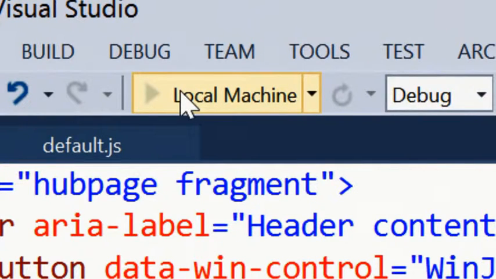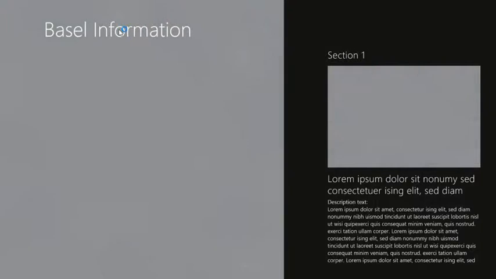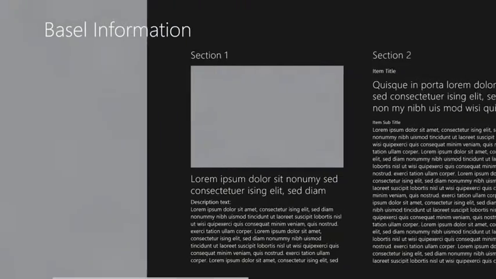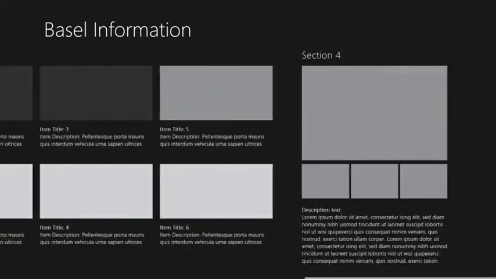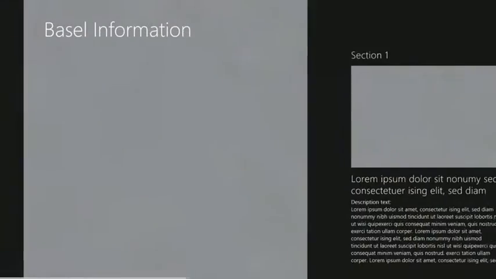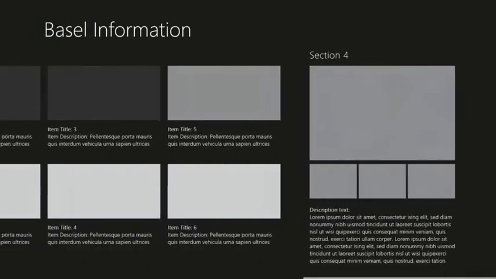What will happen is the hub app template, and the only modification I've made is that Bazel information is now above this beautiful gray color. Lovely gray. It's like being in Visual Studio, isn't it? So you have lots of different sections. It's just temporary data, with lots of random lorem ipsum data.